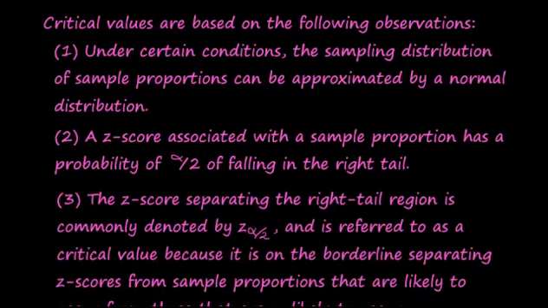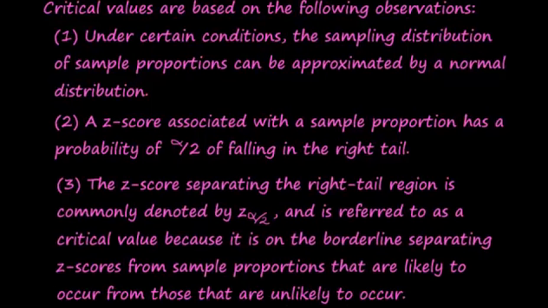The z-score separating the right tail region is commonly denoted by z alpha over 2, we've been talking about that, and is referred to as a critical value because it's on the borderline, separating z-scores from sample proportions that are likely to occur from those that are unlikely to occur. So let's get an idea of what that would look like.